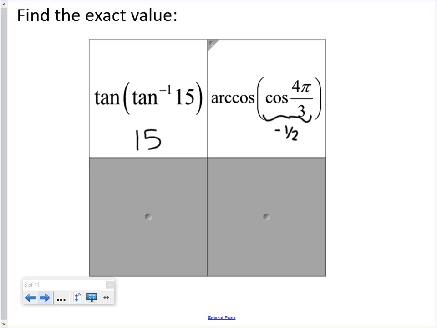What would the arc cosine of negative 1/2 be? Which quadrant would it be in? Quadrant 2. What angle has negative 1/2 for its cosine? 2 pi over 3. That was one of the ones you did with your partners. Okay. So 2 pi over 3 would be the answer there.